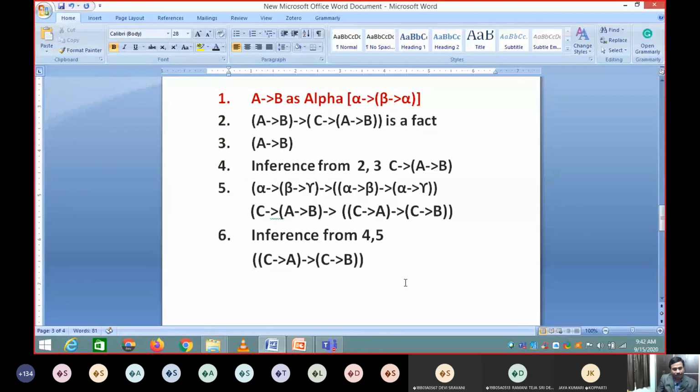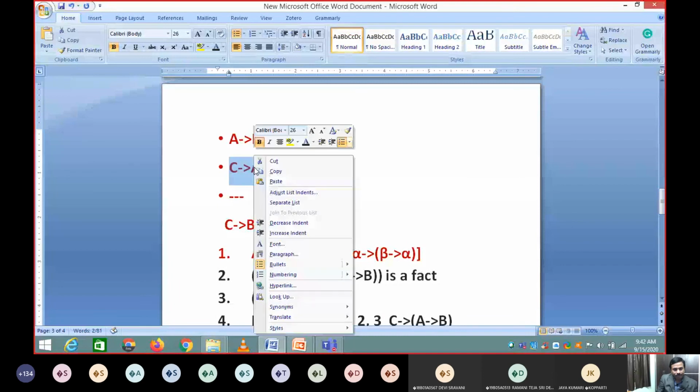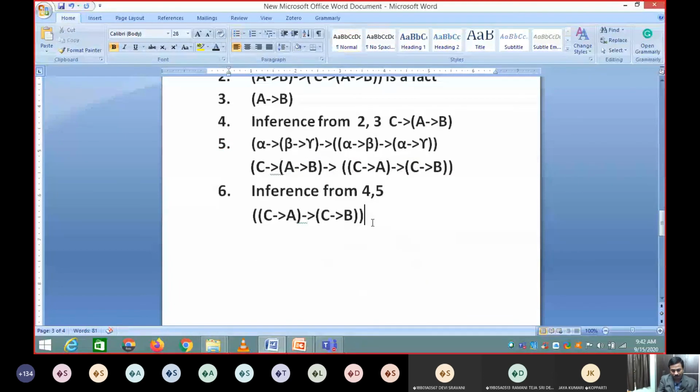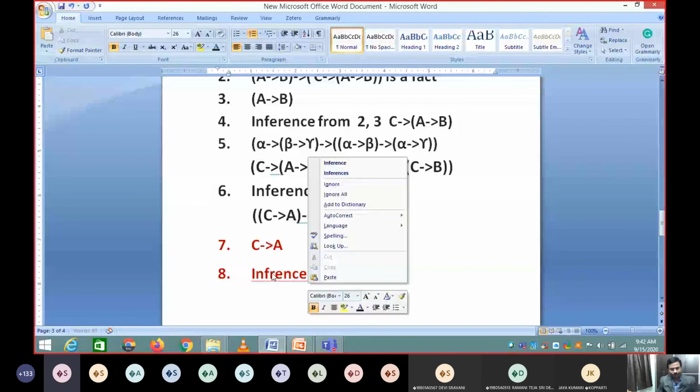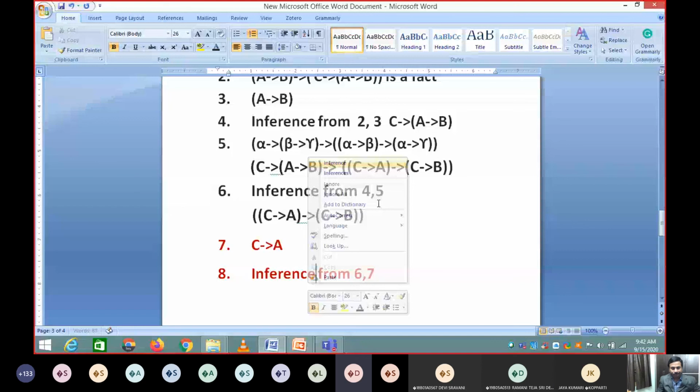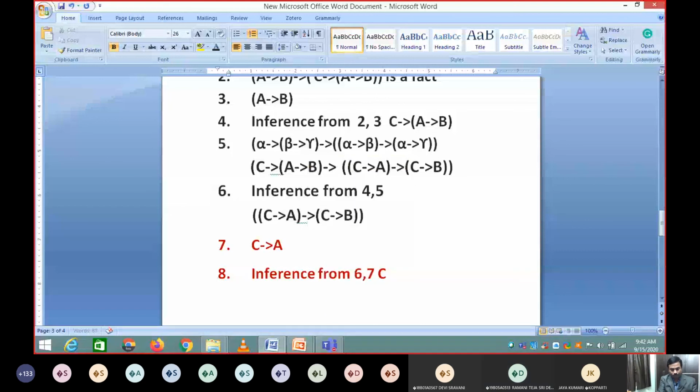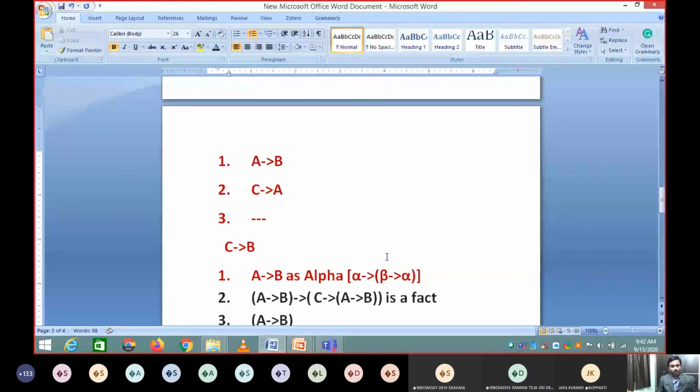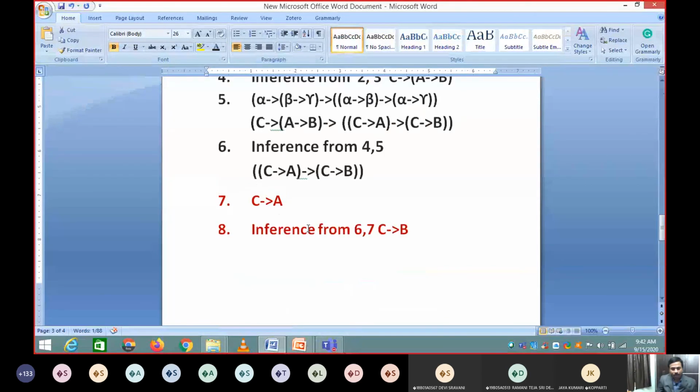So we were given that C to A is a fact. We can take that C to A is a fact. This we can call as the seventh step. C to A is a fact. What is the inference from 6 comma 7? C to B, sir. C implies B. So we have to just prove whether C to B is there. C to B is already there.